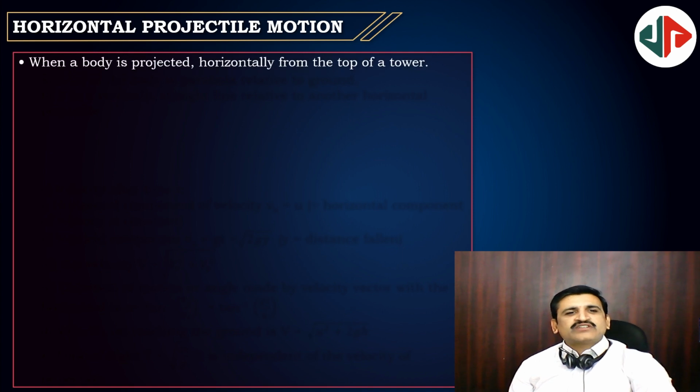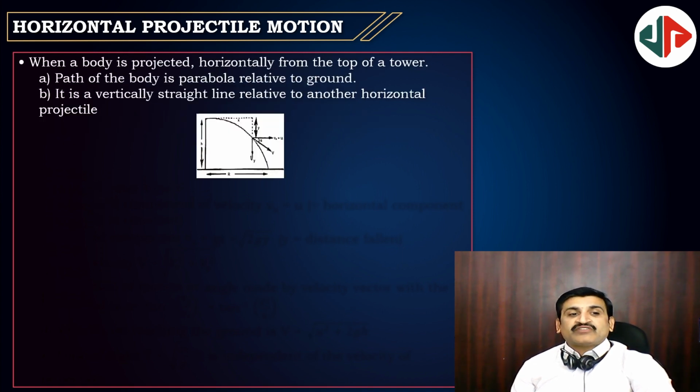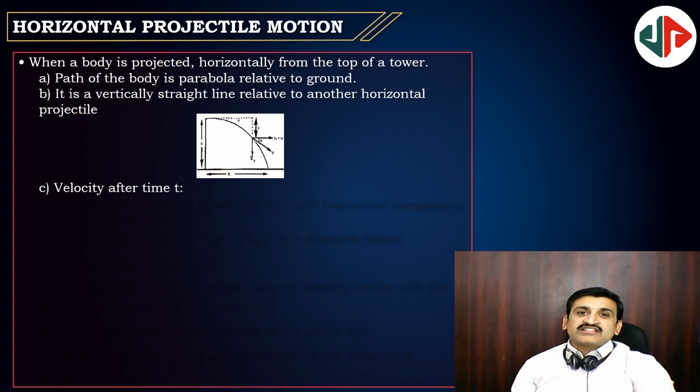Next, when a body is projected horizontally from the top of a tower, horizontal projection from the top of a tower, so you are giving only horizontal velocity, which remains unchanged throughout the motion. You are not giving any vertical velocity to the body. That means initial velocity in vertical direction is 0. That only we are going to discuss here. So initial velocity for the body you are imparting is 0 in vertical direction. In horizontal direction you are giving velocity.